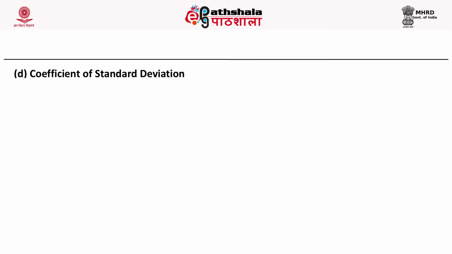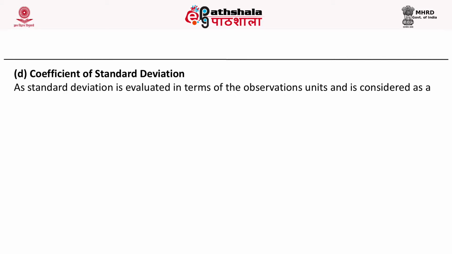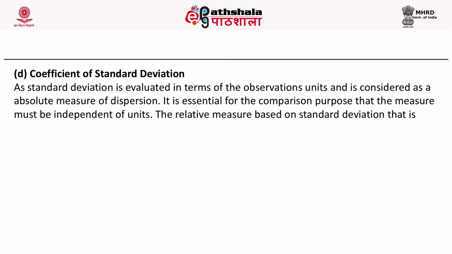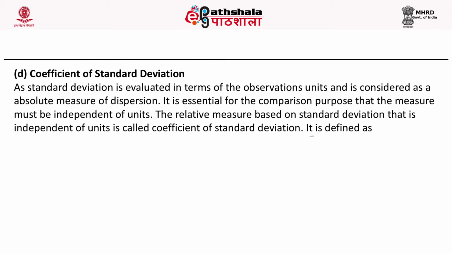Now there is another measure of relative dispersion, and it is the coefficient of standard deviation. As standard deviation is evaluated in terms of the observation unit and is considered an absolute measure of dispersion, it is essential for comparison purposes that the measure be independent of units. The relative measure based on standard deviation that is independent of unit is called the coefficient of standard deviation. It is defined as sigma upon x bar, where x bar is the mean of the observations.